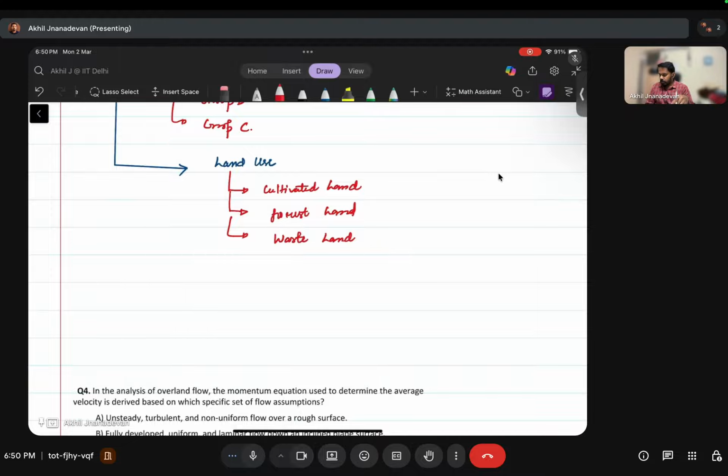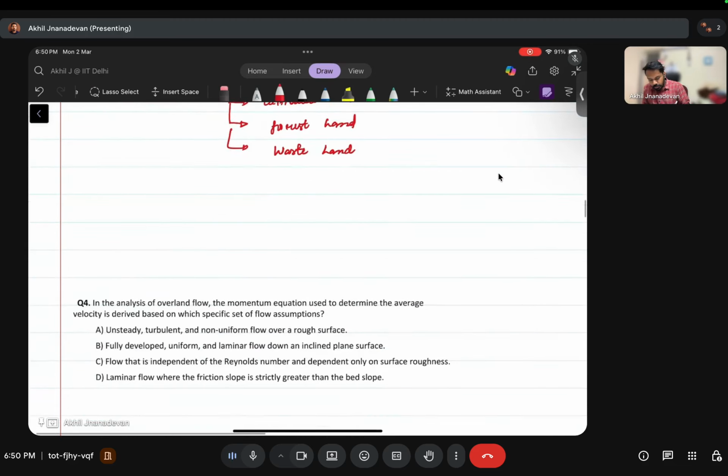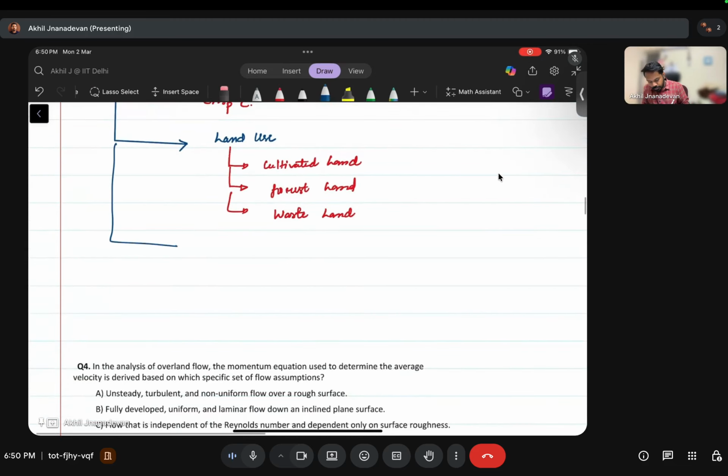And fine, it also depends on another thing. It depends on the antecedent moisture content, that is AMC, that is antecedent moisture. So there are three AMC groups: group one, group two, and group three.